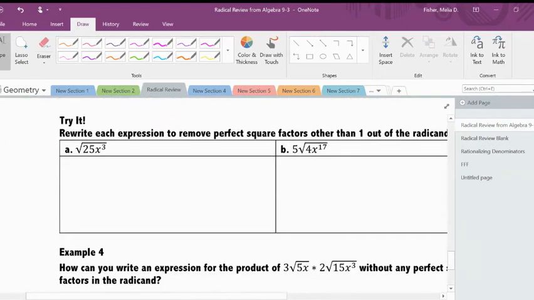Let's go ahead and work through the try-its together. Here we have the square root of 25 x cubed. Well, the square root of 25 is 5, and we have an odd exponent, so we know that we're going to have 1 left inside. So we're going to break down that x cubed to be the square root of x squared times the square root of x. I can take the square root of x squared and get x, and then this one needs to stay inside.